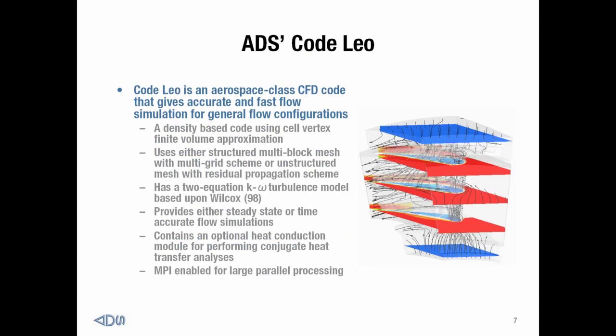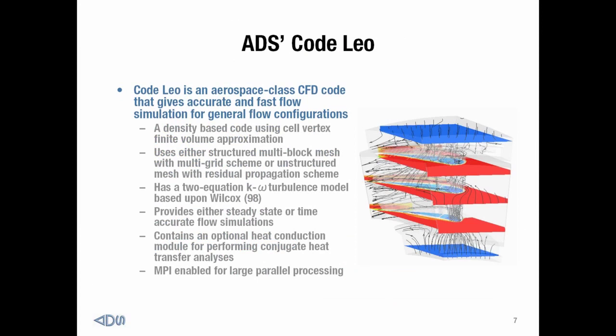So the solver that we actually use to conduct the simulation is our own code, Leo. Leo is a density-based code, and we use the cell vertex finite volume approximation. One of the primary reasons that we went with cell vertex is because it's very robust even with highly skewed meshes. We can also support either structured multi-block meshes, and for those we use a multi-grid scheme for convergence acceleration, or we support unstructured meshes, and for that we use a residual propagation scheme for convergence acceleration.